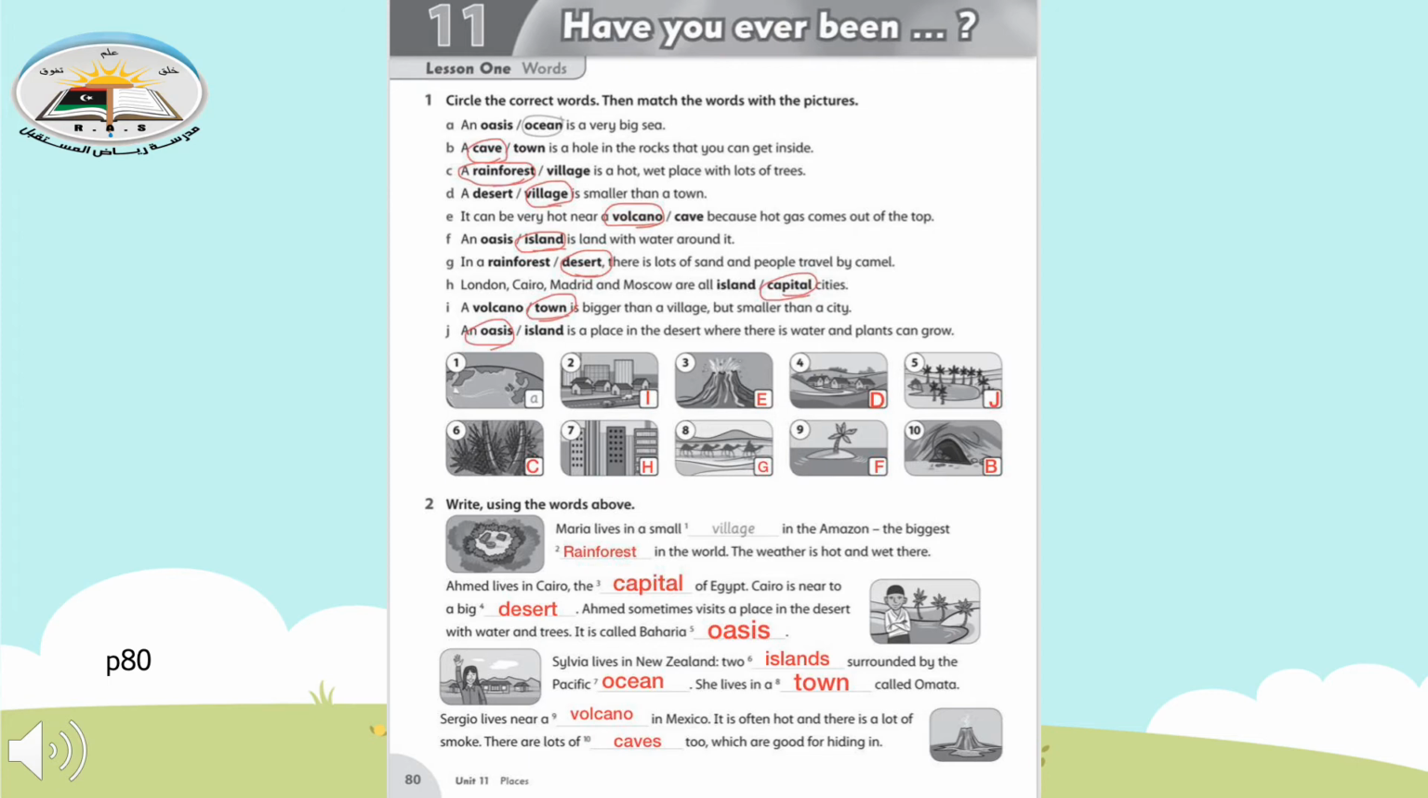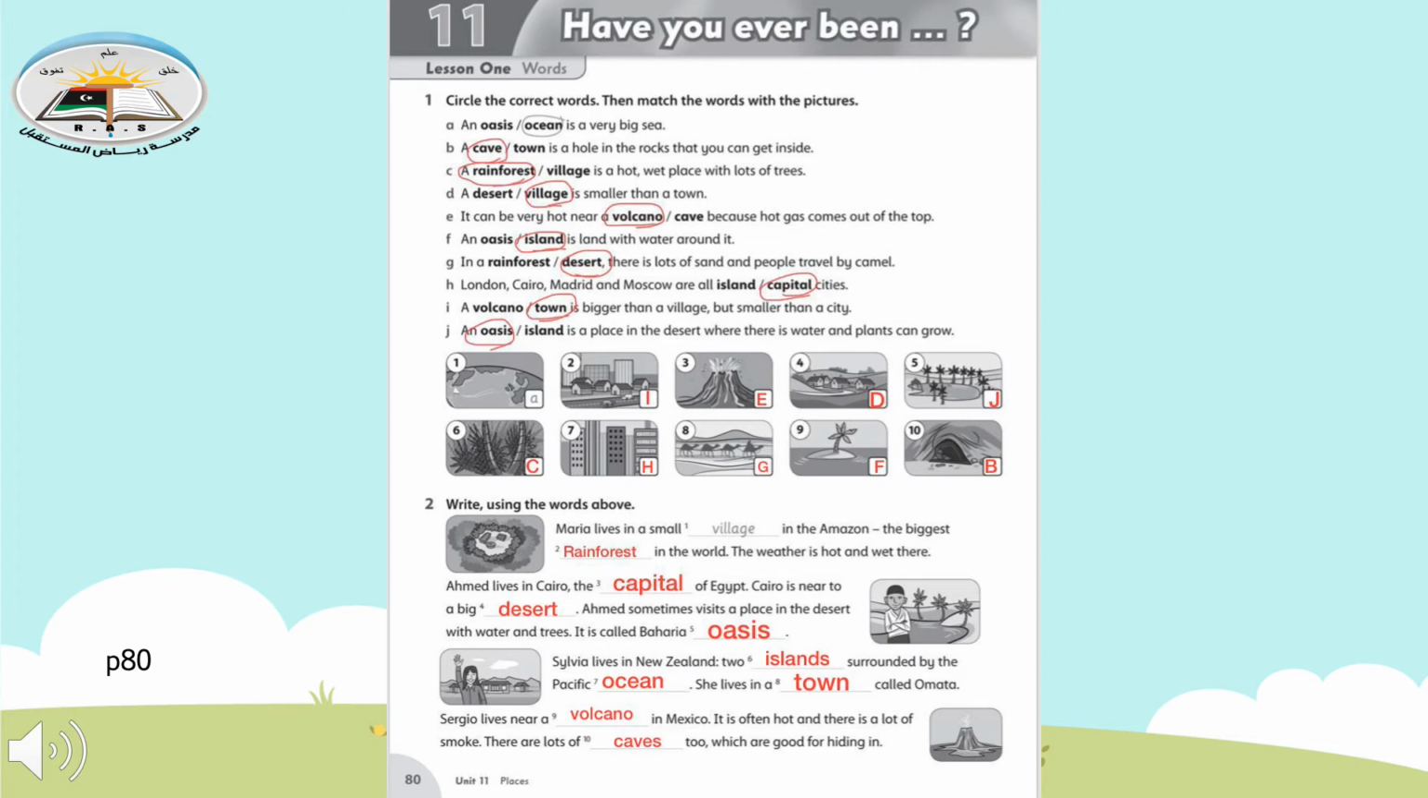Cairo is near a big desert. So number 4, desert. Ahmed sometimes visits a place in the desert with water and trees called the Bahariya Oasis. Sylvia lives in New Zealand. Two, surrounded by the Pacific. Two islands. Number 6. The answer is islands.